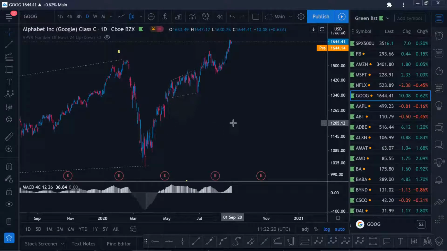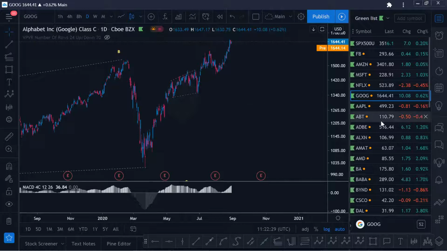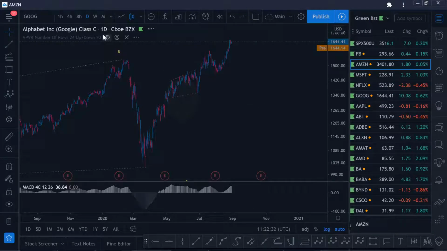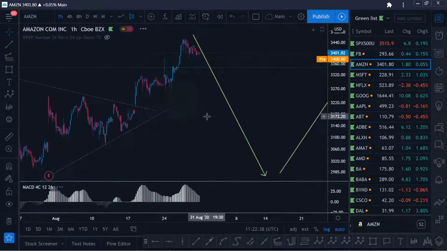So these are extremely overbought markets, very dangerous to trade long without the right entries. And if I am going to trade these long, I'm going to look for clean setups on the hourly that give me a good indication that getting long is the way to go. One of them is Amazon.